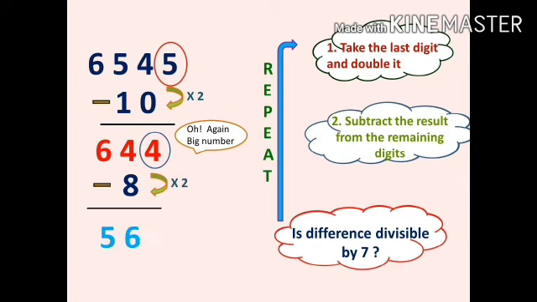Now, we again check whether 56 is divisible by 7. Yes, 56 is divisible by 7, right? So, the given number is divisible by 7. In case you are getting a larger number again, that is, you do not have any clue whether the number is divisible by 7, then we repeat the process again and again until we get a clue whether the number is divisible by 7 or not. Next, we are going to see another example. Let's check whether 524 is divisible by 7.